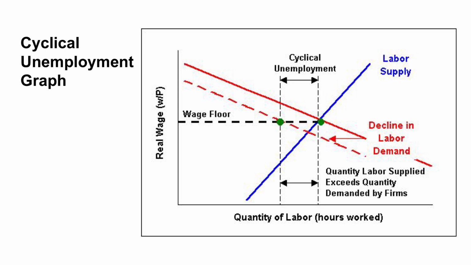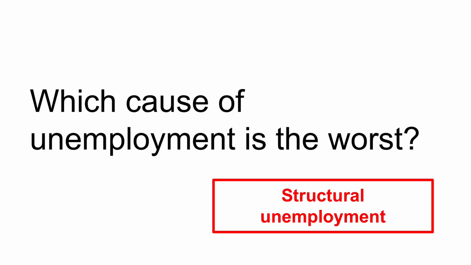Cyclical unemployment usually occurs when there is a shift in the aggregate demand for labor and real wages do not adjust to return the labor market to equilibrium. Overall, these are the three main causes of unemployment. Which one is the worst? The answer is structural unemployment.